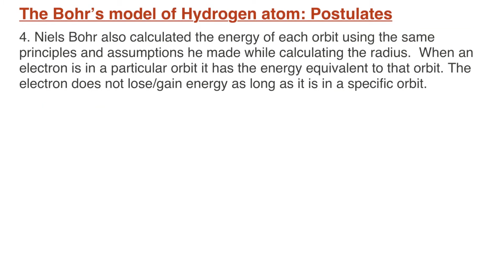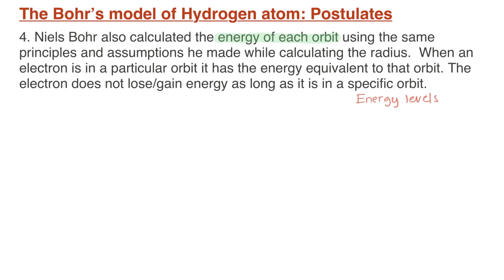Niels Bohr also calculated the energy of each orbit using the same principles and assumptions he made while calculating the radius. When an electron is in a particular orbit, it has the energy equivalent to that orbit, and the electron does not lose or gain energy as long as it is in a specific orbit. He called these orbits energy levels.